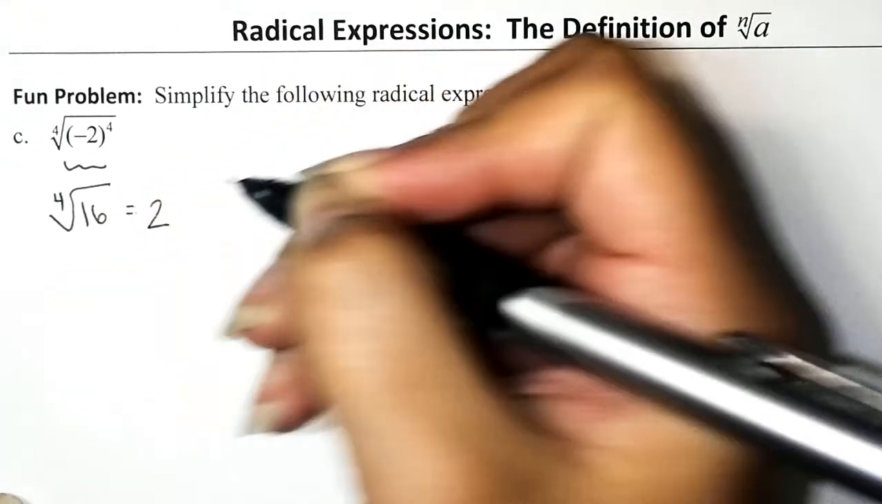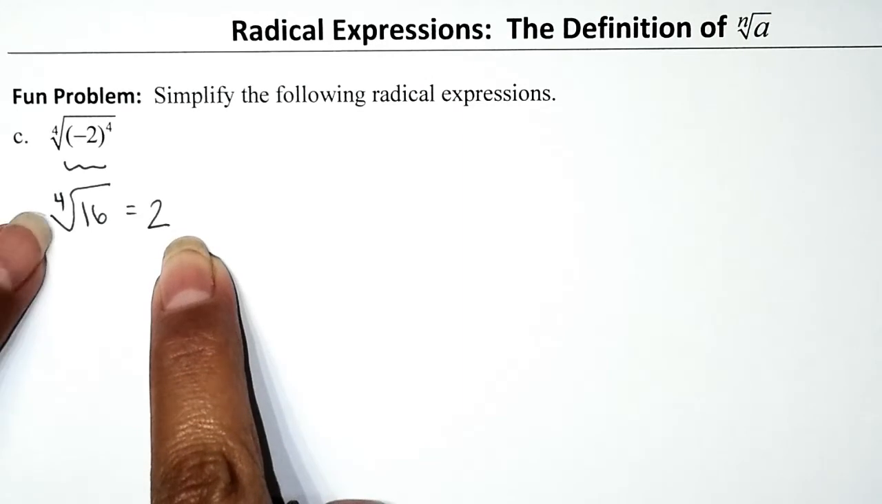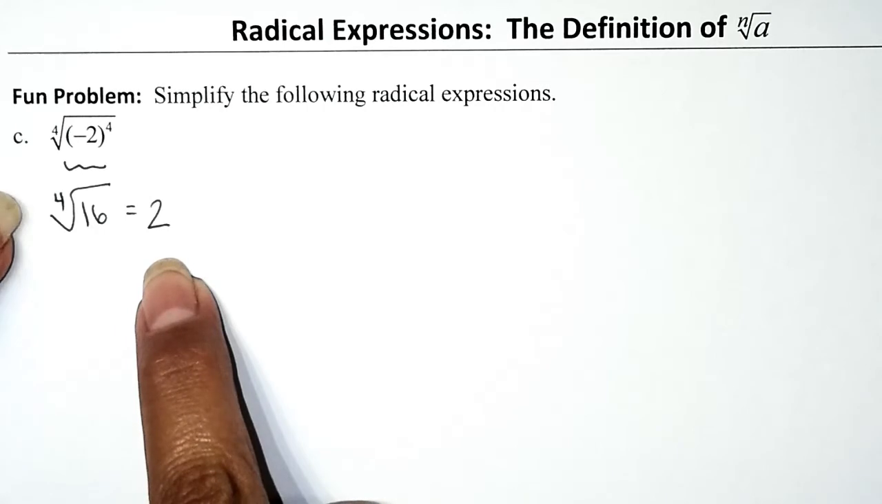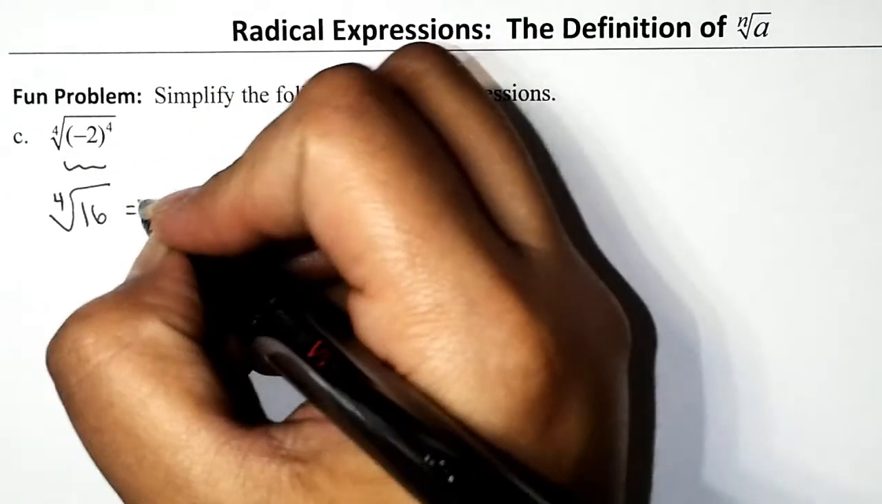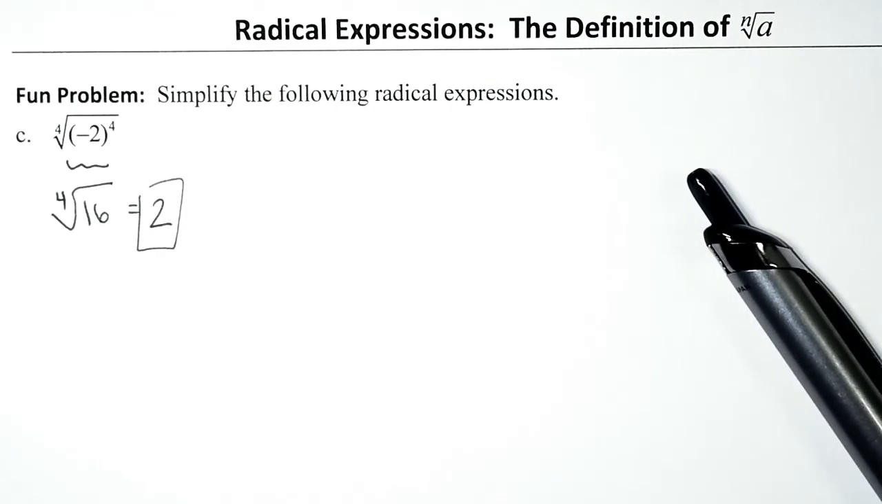And if we wanted to check it, I'm not going to write it out. Our answer raised to the index needs to give us back that radicand. In this case, 2 to the 4th power gives us 16. But the question is, I don't have that practice with 4th roots. I have practice with square roots, but I don't have that practice with 4th roots.